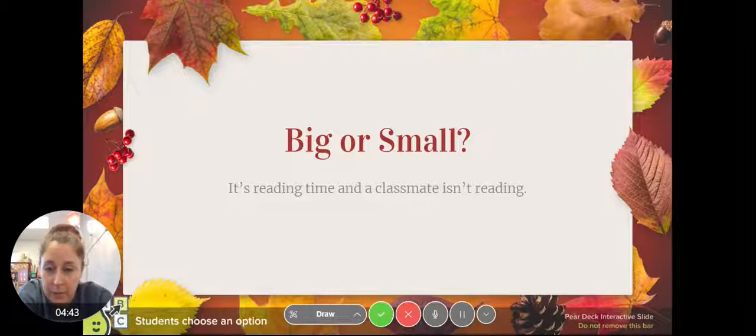Big or small problem? It's reading time and a classmate isn't reading. Is it something the cops would come for? No. So it's just a small problem. It might be frustrating or annoying to you, or you might wonder, why aren't they just following the rules? But it's not a big problem.